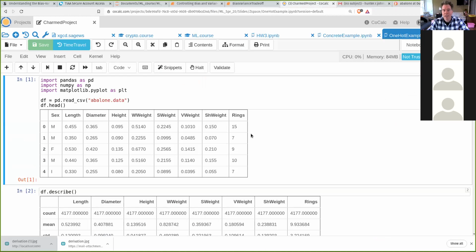So this is kind of an interesting data set. What you're supposed to do here is predict the age of the abalone from its other features. And the age of the abalone is represented here in the rings column. So I guess they probably grow one ring in their shell for every year. So you're supposed to look at the sex, the length, diameter, height, weight.